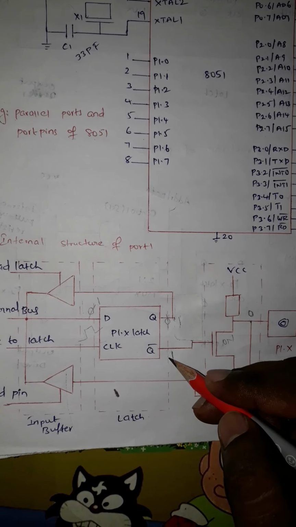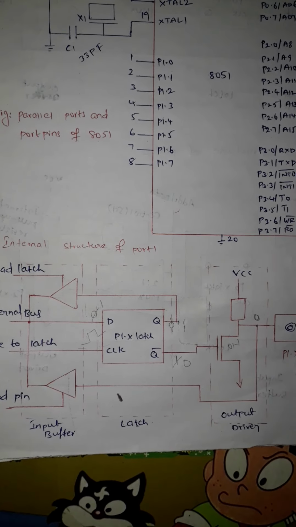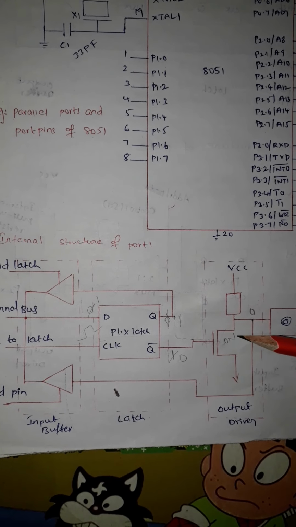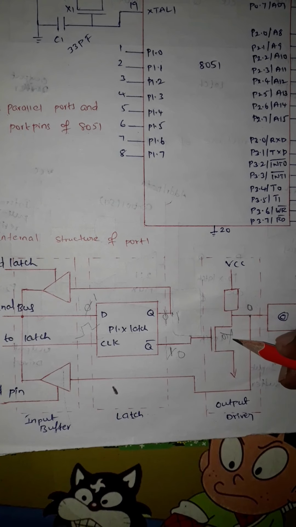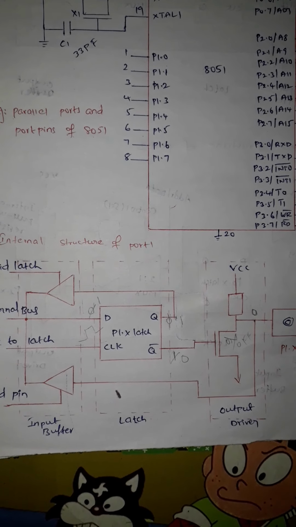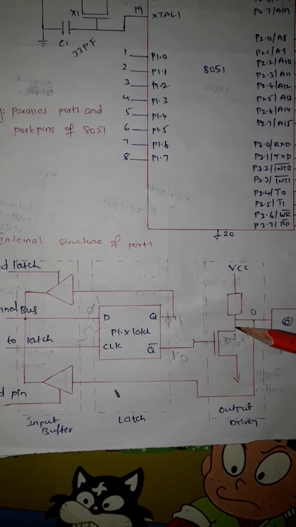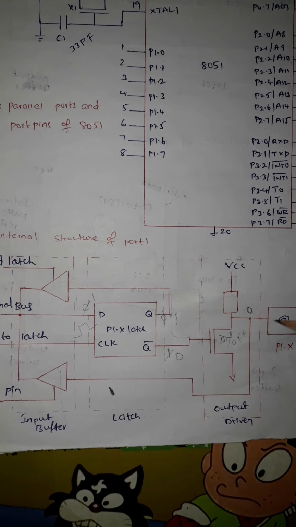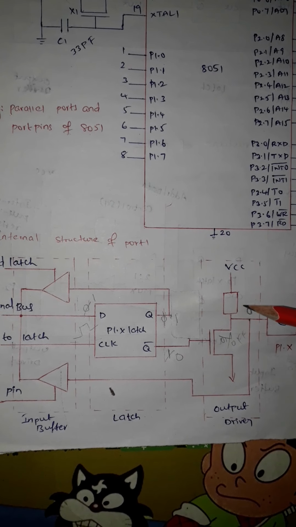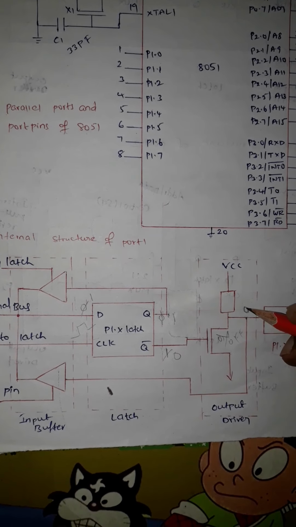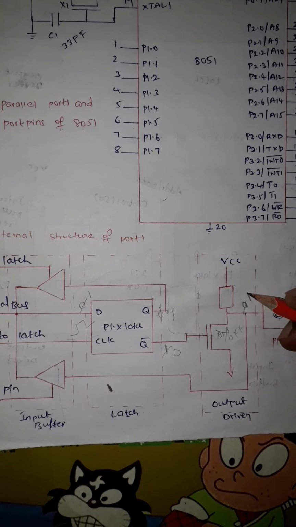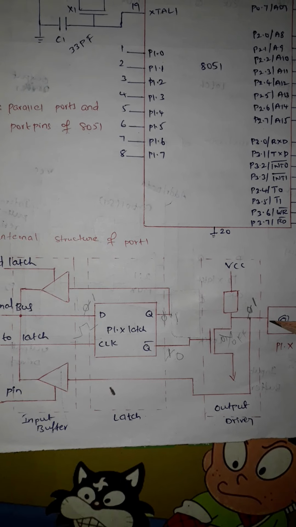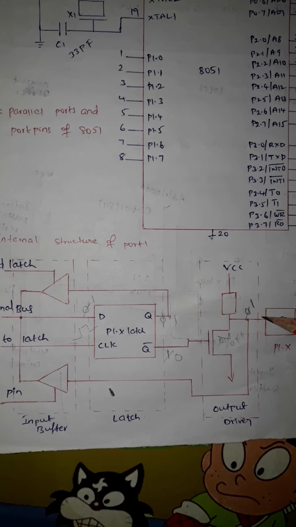Now the value at the Q bar is 0, so 0 is applied to the transistor, and the transistor goes off. If the transistor goes off, then you don't have this connection from the latch to the port pin. So simply VCC is connected to the port pin. So the value obtained at the port pin is 1, that is the high VCC value is obtained at the output port, so 1.